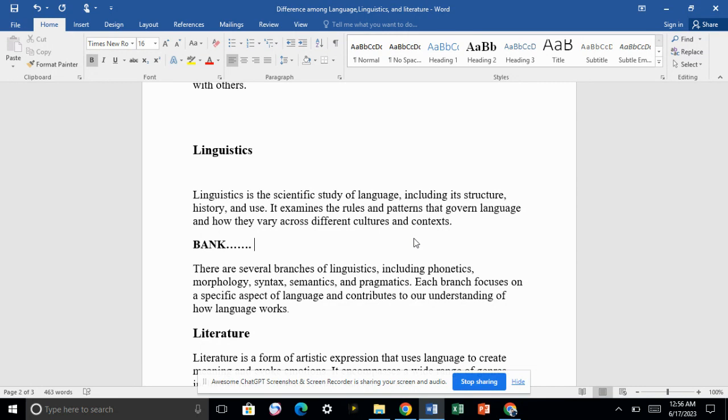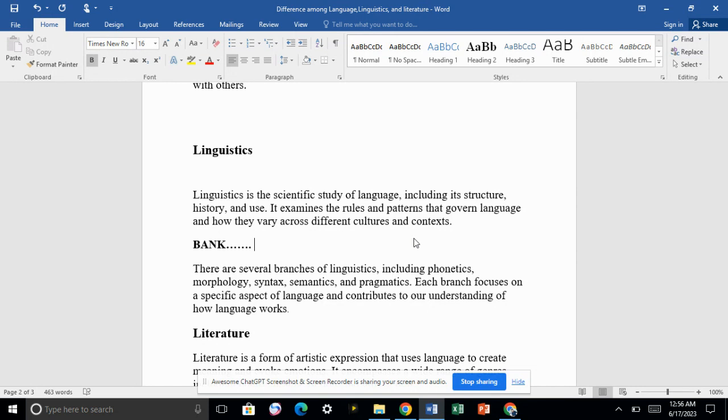Now we are going to talk about several branches of linguistics, including phonetics. Inshallah, we are going to study all about these in the upcoming classes, how to know about phonetics, how sounds are produced. And morphology, syntax, semantics, and pragmatics, inshallah, these are the upcoming topics.